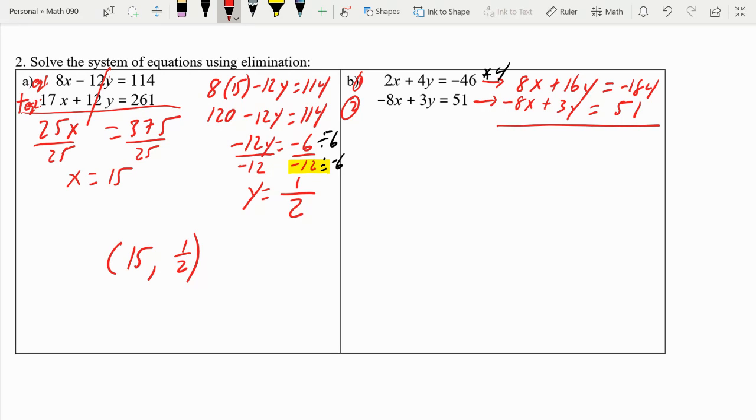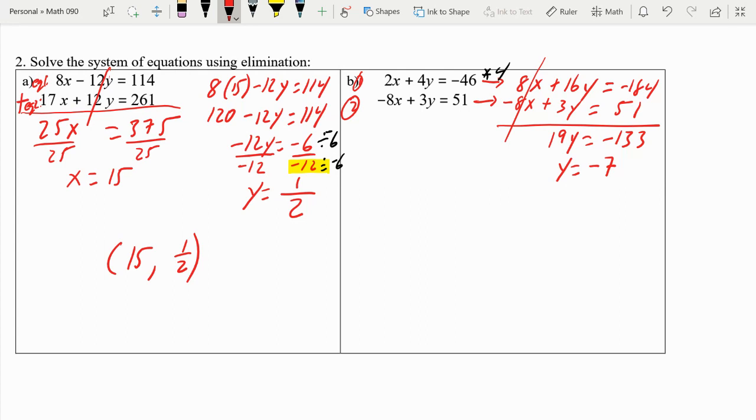And when you do this, you'll notice these are going to cancel. And I end up with 19y, right? And then negative 184 plus 51 gives me negative 133. Now divide both sides by 19. So y is equal to negative 7.